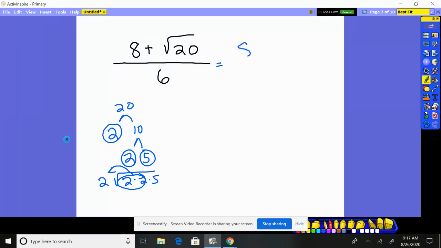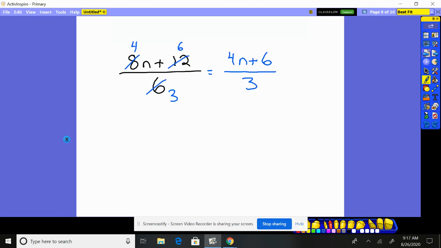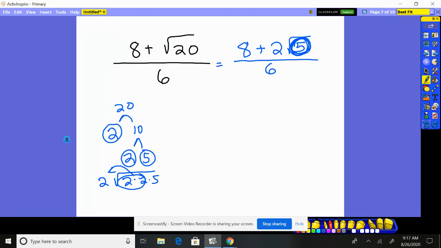So I'm going to relook at this as 8 plus 2 square root of 5, over 6. Now, don't ever try to do something inside that square root with this guy. He's inside the house. He can't be messed with. You do not want to do that. Okay? Don't ever try to do that. Only the 6 and the 2, those guys, the outside numbers, can be simplified together.